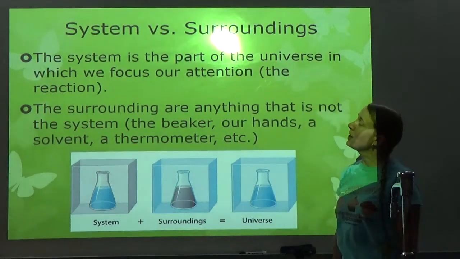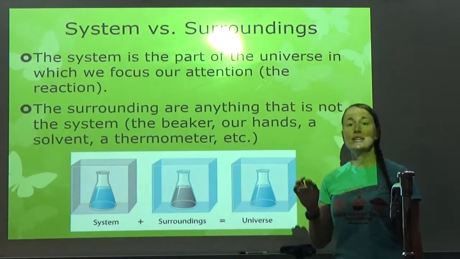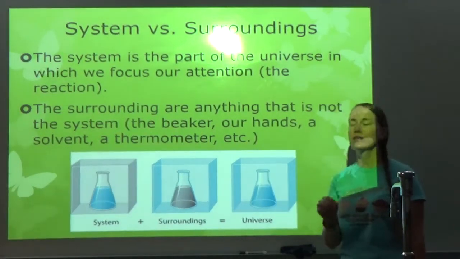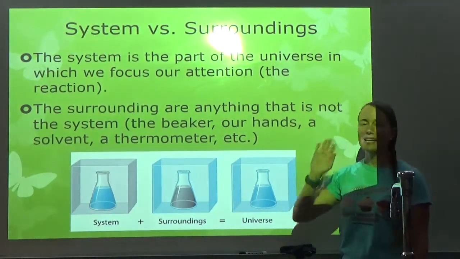So, system versus surroundings. The system is the part of the universe which we focus our attention on. So that is the reaction itself. It's only the reaction. It is literally the particles that are reacting with each other. The surroundings are anything that is not the system.